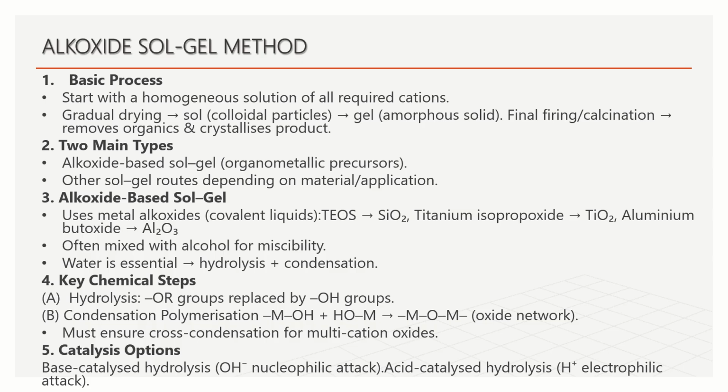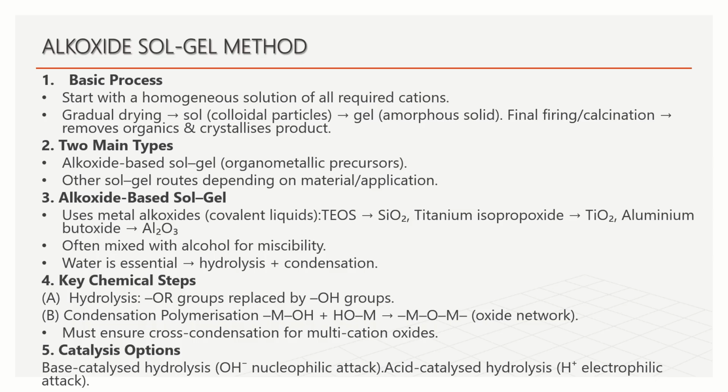The hydrolysis can be base catalyzed, in which OH negative attacks the metal center, or acid catalyzed, in which H positive helps break the M-OR bond. Finally, we heat or calcine the gel to burn off the organics and get the pure oxide.